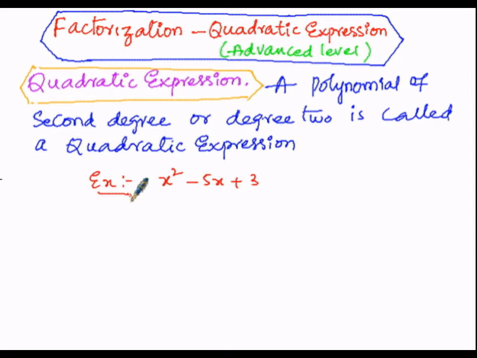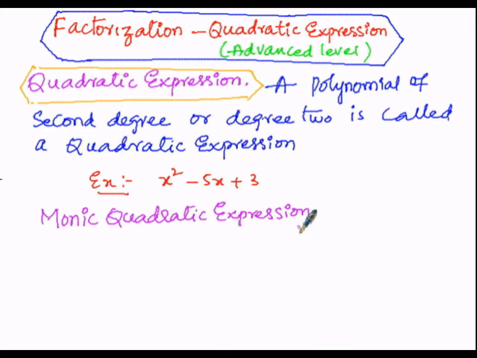Monic quadratic expression. A monic quadratic expression is a quadratic expression in which the second degree term's coefficient must be 1. So if the second degree term's coefficient is 1, then such an expression will be called a monic quadratic expression.